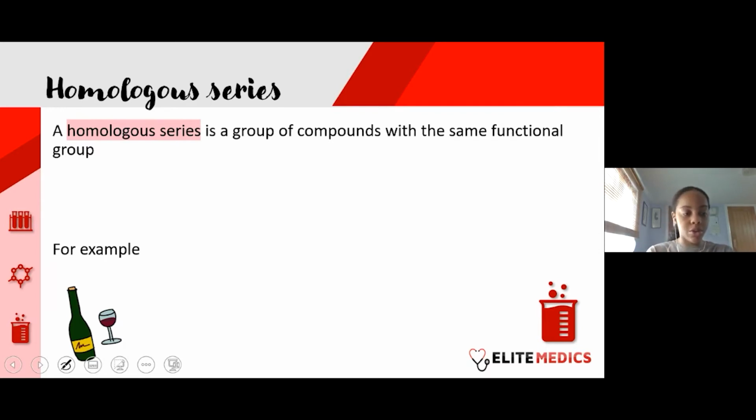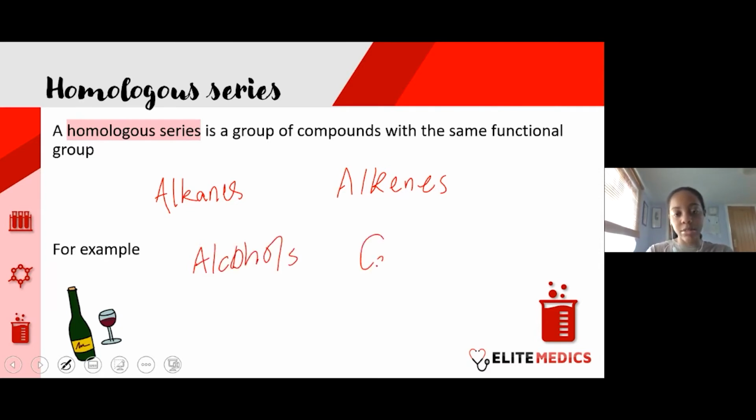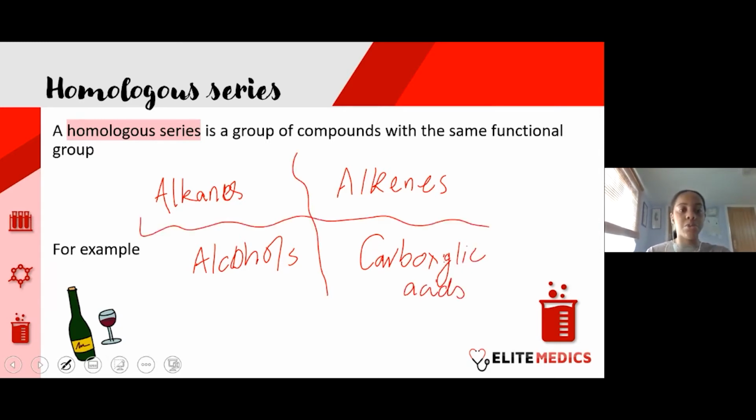So the first thing I'm going to do is write up a mini list of different homologous series or carbon-containing groups that you will likely be covering in organic chemistry. Oh, can't spell alcohols, my goodness. So we'll be covering at some point alkanes, alkenes, alcohols, and carboxylic acids. We'll just use these as our 4 main groups, for instance.